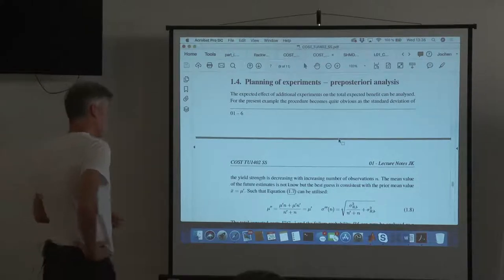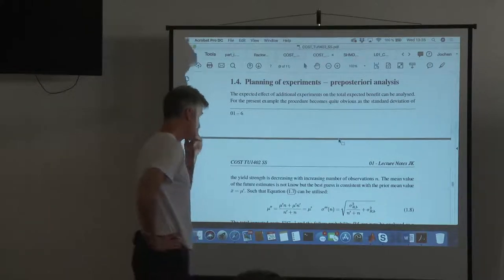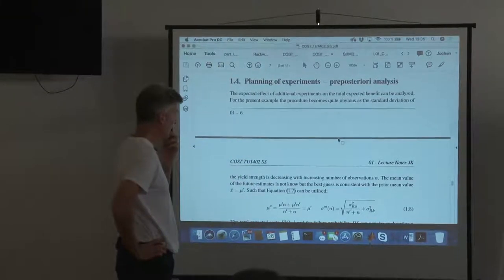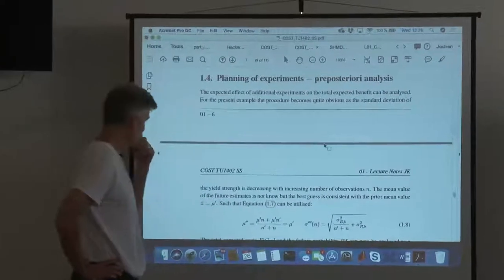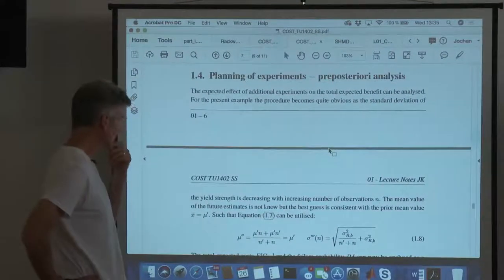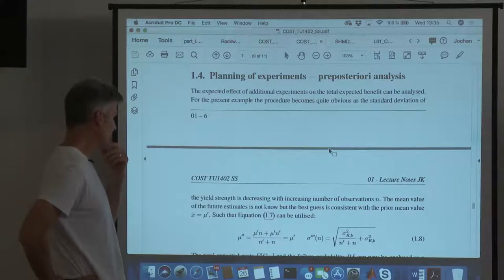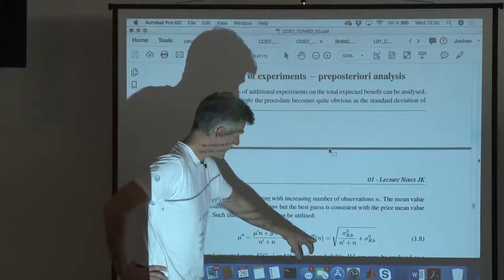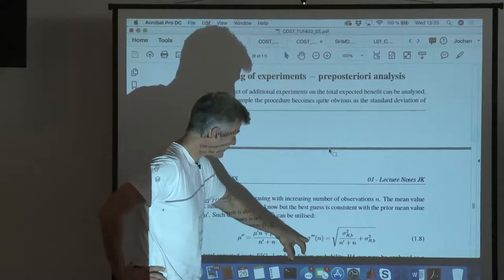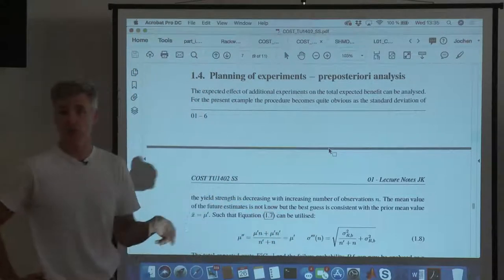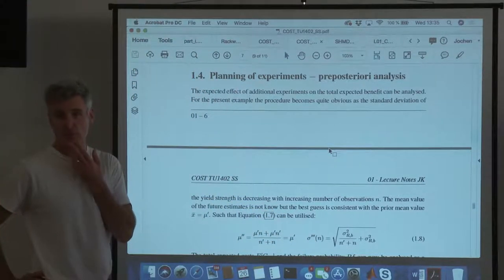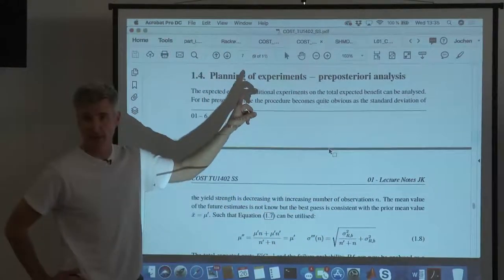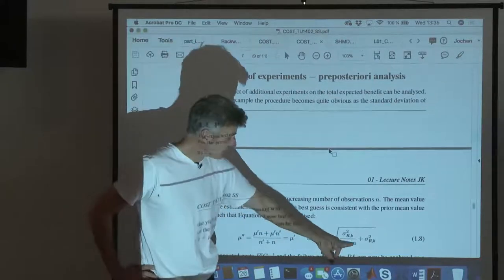So what we can do is look at our solutions for the posterior parameters of the physical value, R, the yield strength. And what we can say is that we observe that the standard deviation of the yield strength is already a function of the number of experiments, independent of what we observe, right? So when we look at this formula, and this is exactly the same as we used in the posterior analysis, here we see that we have n.